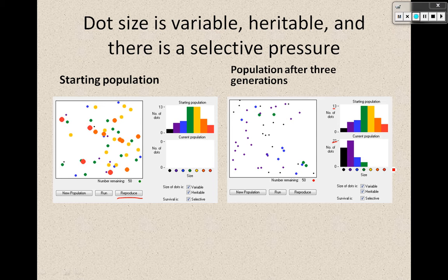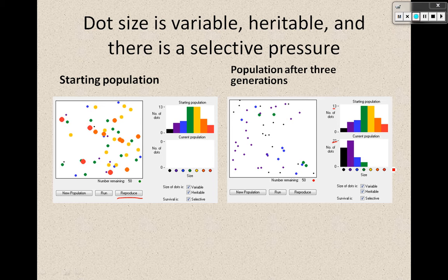We've really seen a shift in this population, and that's what we mean by change over time. Each individual dot didn't change, but the population as a whole shifted to favor those dots that were smaller, because they were harder for me to click on, and because small dots give birth to small dots. If there were a lot of small dots left over, then those would have reproduced and made more small dots.